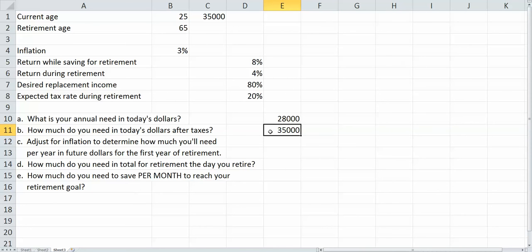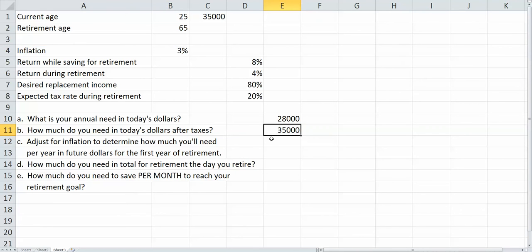It's actually going to turn out to be much more than $35,000 a year once I pull it forward at the rate of inflation for 40 years. And that's what question C asks you to do. You want to withdraw the equivalent of $35,000 in today's dollars, but you also know there's going to be inflation for 40 years. So we want to figure out what this amount will be 40 years down the road after being inflated at a 3% rate every year.